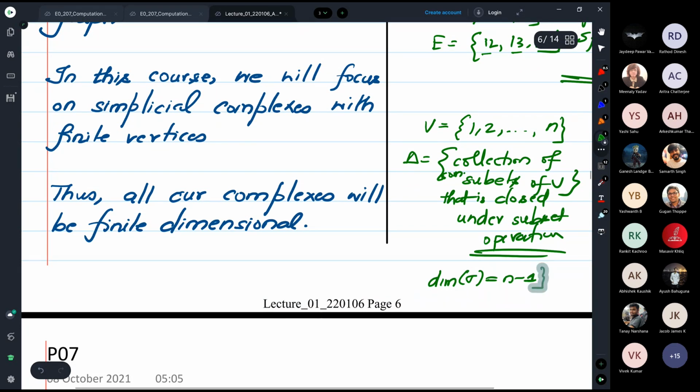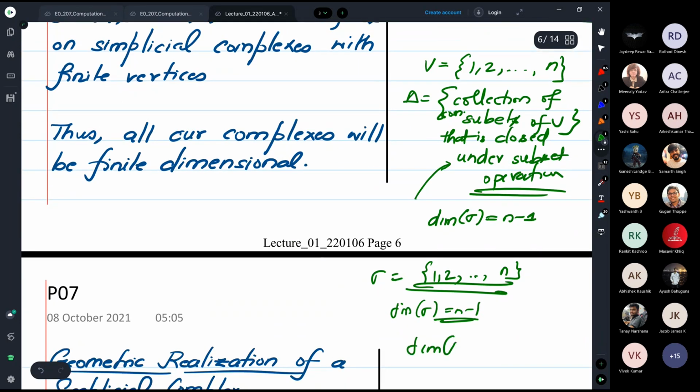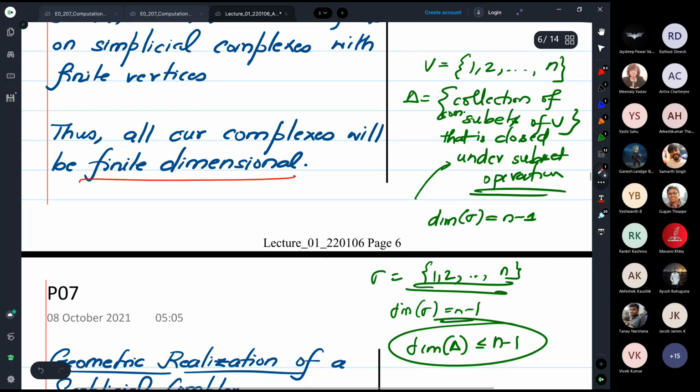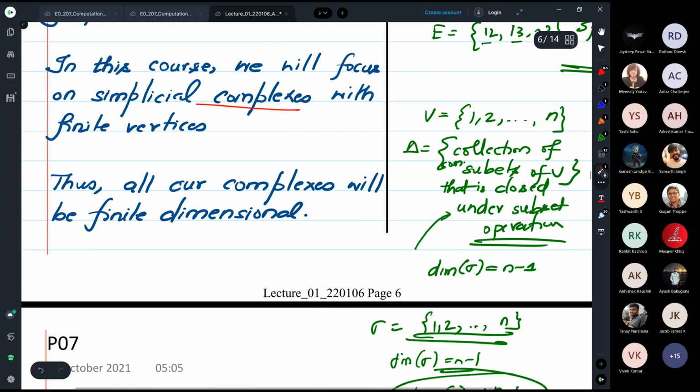Yeah, so maybe you want to say that the largest set that can belong to this collection is the set 1, 2, all the way up till n. Is this okay? And this is the largest set that can belong to delta, and this dimension is n-1. Hence, the dimension of delta can at most be n-1. Very good. Okay, so this is basically a proof for this statement that whenever you look at simplicial complexes over a finite vertex set, then the simplicial complex will be finite dimensional.